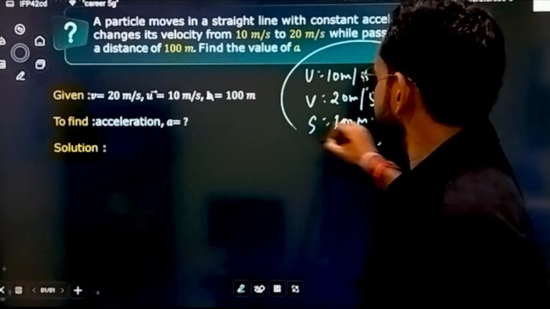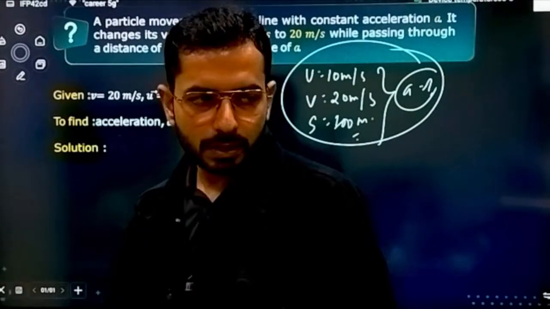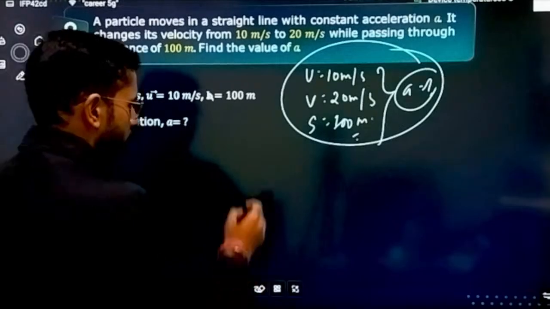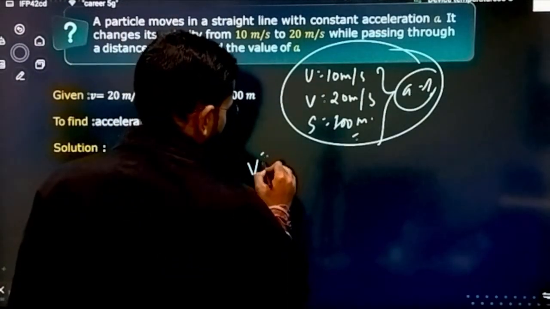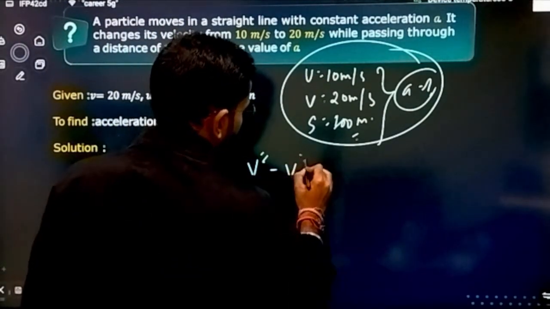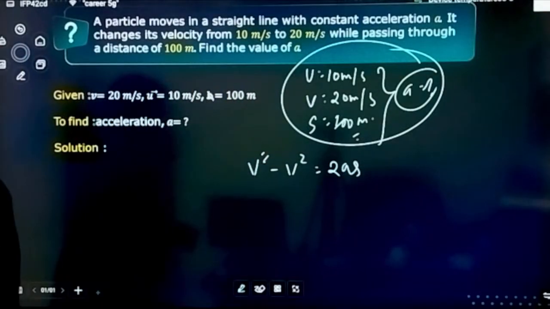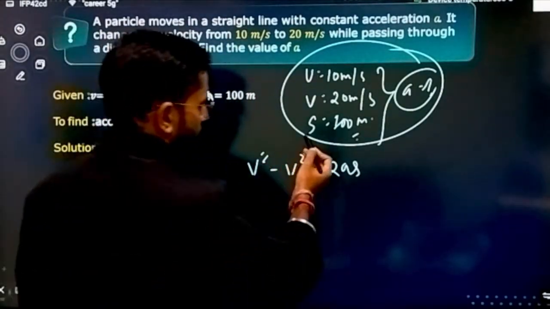Tell me, what is the relation that you know between all these four values? Try to find a relation. Can you say you know a single relation where all these four values are related, where V square minus U square is equal to 2as? Correct. Now just solve it.